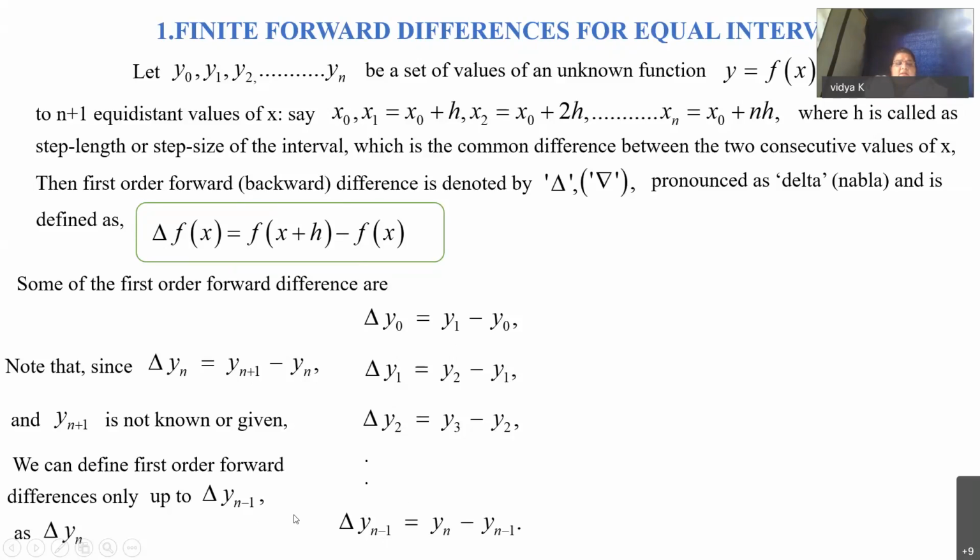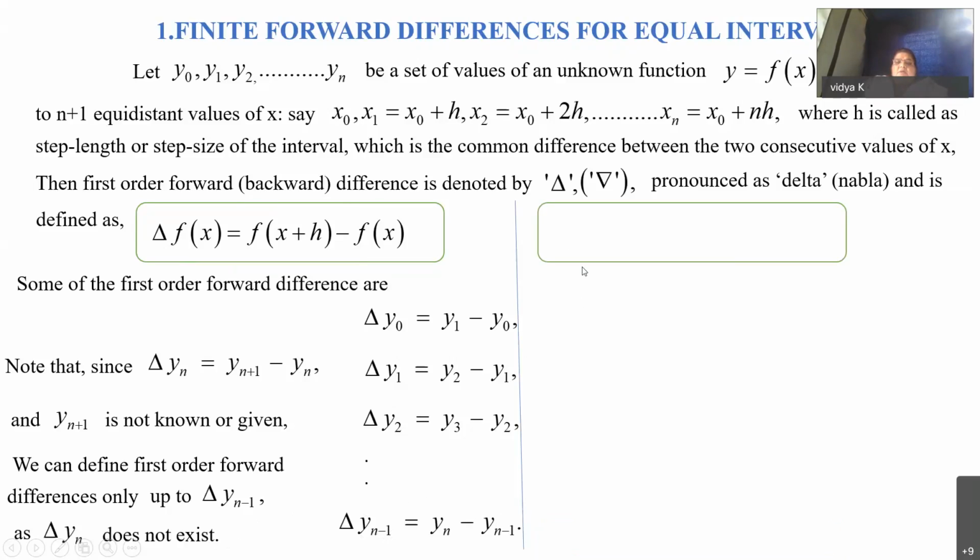Similarly, as delta yn does not exist, because delta yn is yn plus 1 minus yn, and yn plus 1 is not known to us, therefore it is not existing. Therefore you can define only up to delta yn minus 1, which is the first order. Similarly, at the same time, I'll take here itself the backward difference.